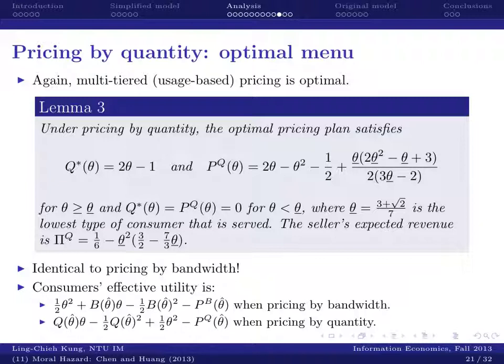Why? If we look at the consumer's effective utility, when we price by bandwidth, it will be something like this. If we price by quantity, it's something like that. If you do a mapping between variables, you see consumers get exactly the same thing when you are solving the problem. That means you are solving the same problem. Okay? And that's not surprising that you get the same results.